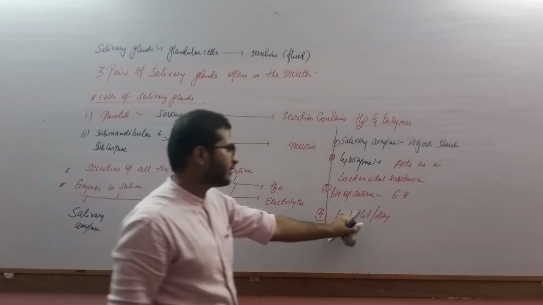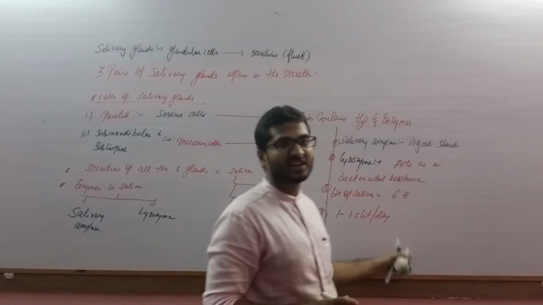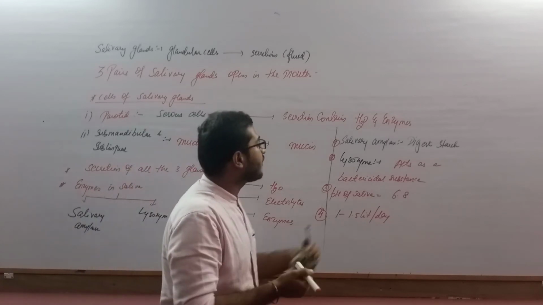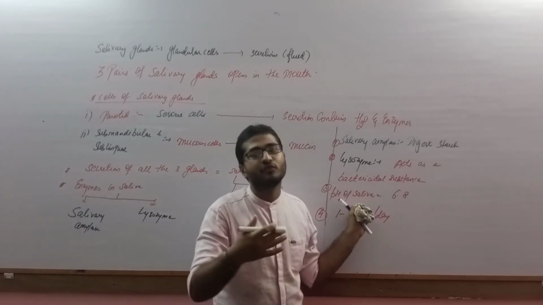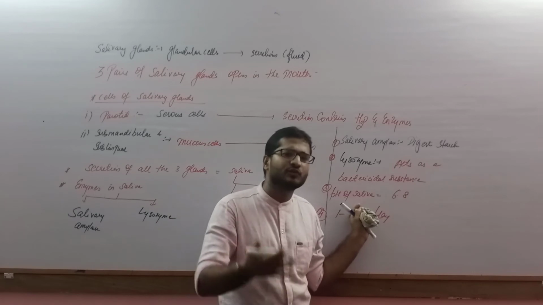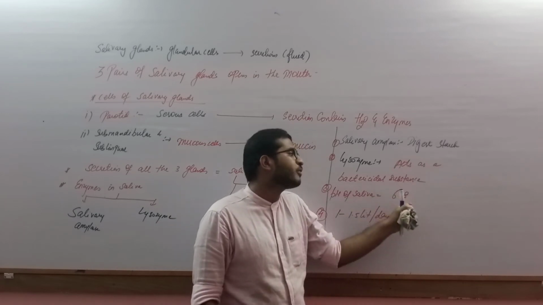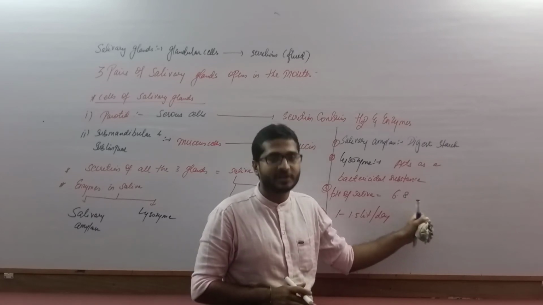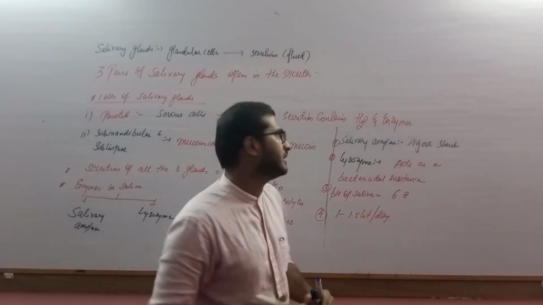That is 1 to 1.5 liters of saliva secreted by all three salivary glands. Now the question is, why the pH? What is pH? Power of hydrogen ion or hydronium ion, which you will also study in chemistry. The pH of saliva is 6.8. Why this pH? The reason is very simple.